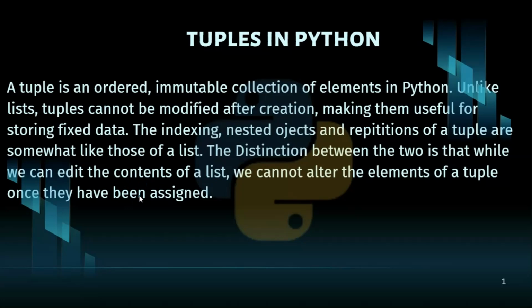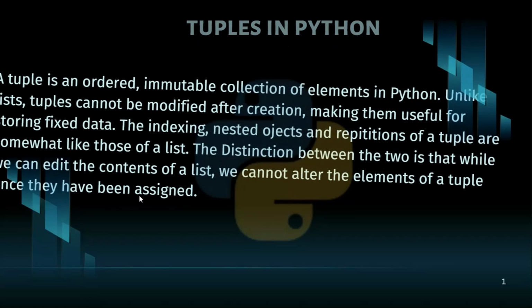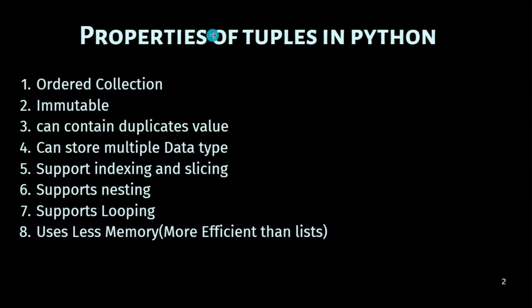All right. So now let us look at the properties of tuples in Python. These are the important properties of a tuple: ordered collection, immutable, can contain duplicate values, can store multiple data types, supports indexing and slicing, supports nesting, supports looping, and uses less memory, more efficient than a list. So now let us understand all these properties of tuples in the Python Jupyter Notebook.